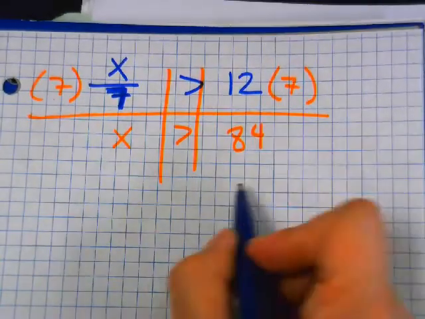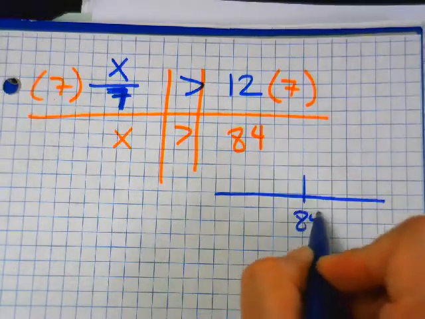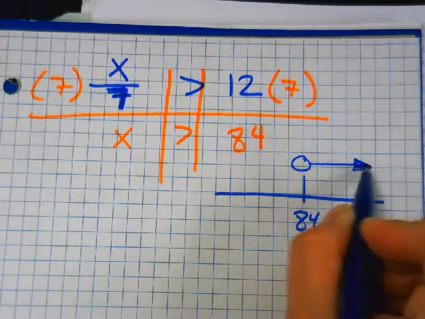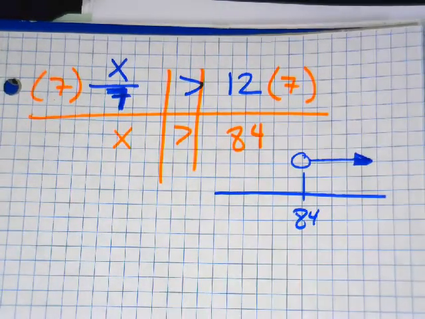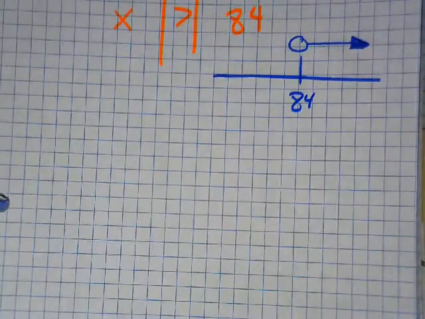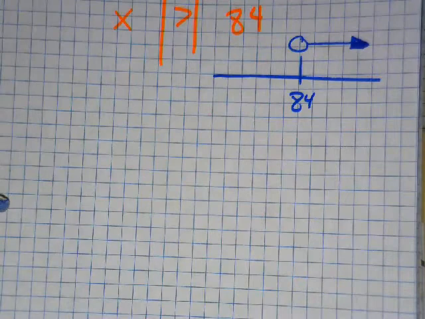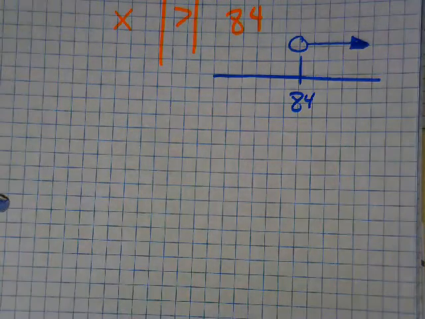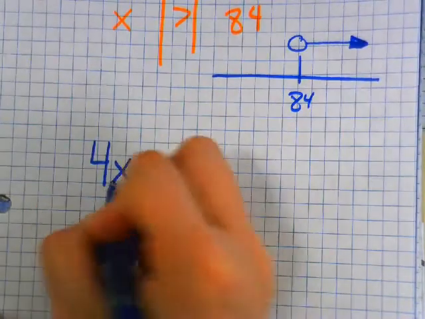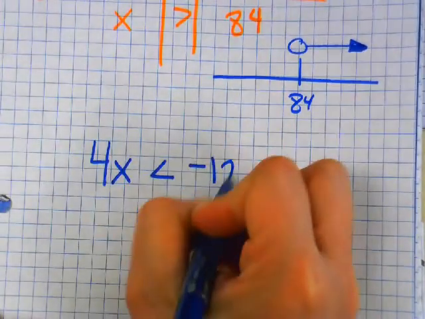Alright, are we going to have an open or a closed circle on 84? Open, and we're going to shade to the right. Alright, so those are the easy ones. How do I make this harder? Yep. Negatives. So what if I have 4x is less than negative 12?